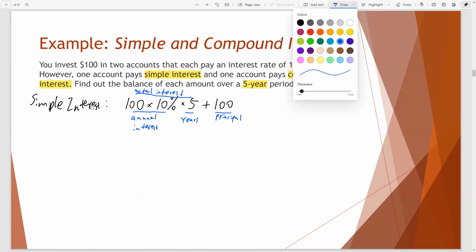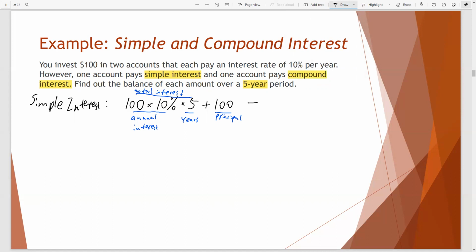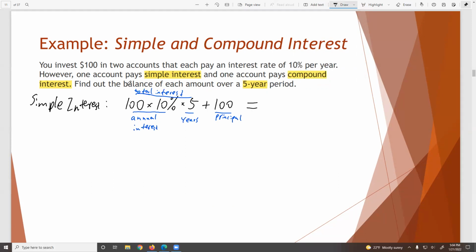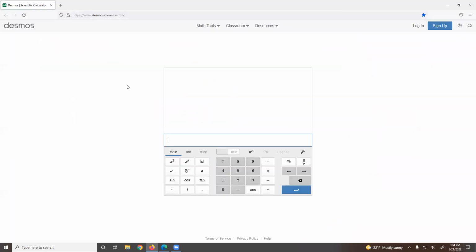That value should give us the final value. We have 100 multiplied by 10%, that's 0.1, times 5, plus another 100. That gives us 150.